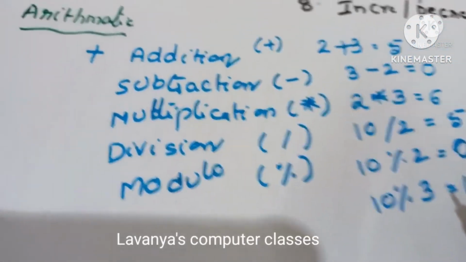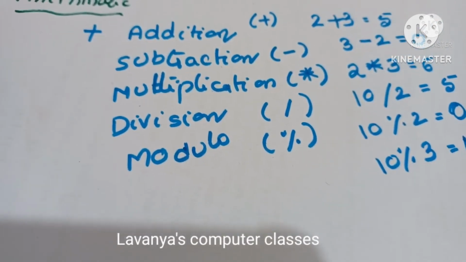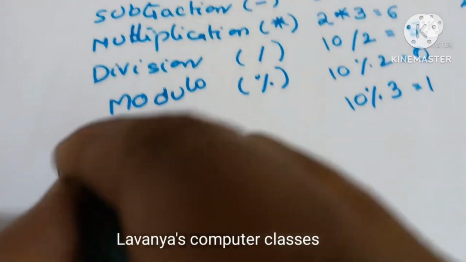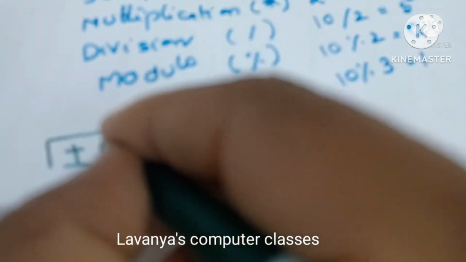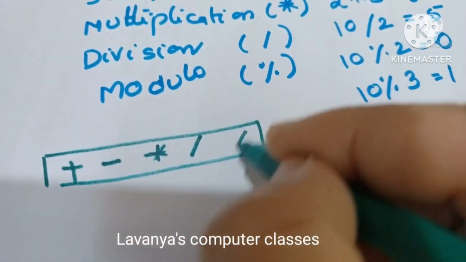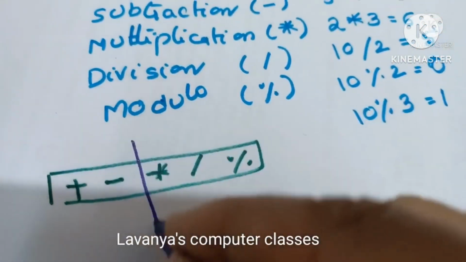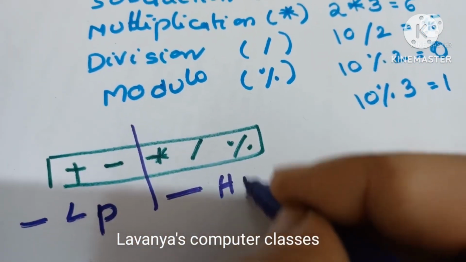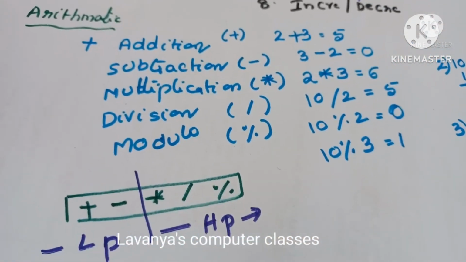So these all are called arithmetic operators. So arithmetic operators are 5: addition, subtraction, multiplication, division and modulo. These all 5 operators: plus, minus, multiplication, division, modulo. These operators have some priority also. These are low priority and these are high priority operators. So up to here, arithmetic operators are finished.